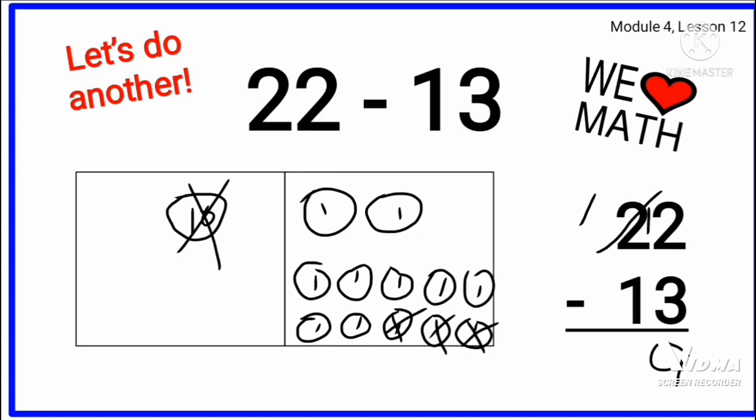And when I removed my 3 ones, you see the ones I crossed out, I removed them. I'm left with 9 ones. And I'm going to cross out another 10, since I'm subtracting 13. So the answer is 9.